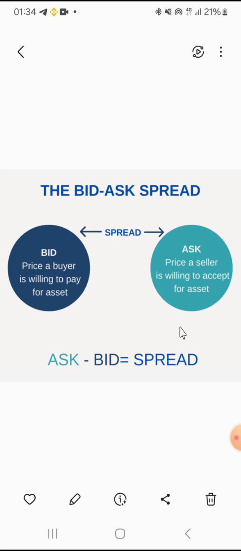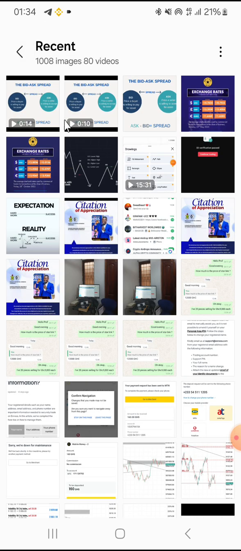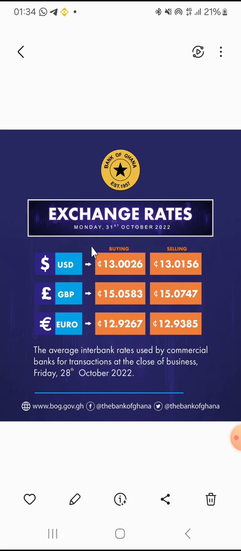All right, I believe this is very understandable. Now I want to use the Bank of Ghana exchange rate to illustrate this example. All right, so this is it. You see, we have different currencies. We have the dollar, pounds, and euro. Now let's look at each of these currency pairs.